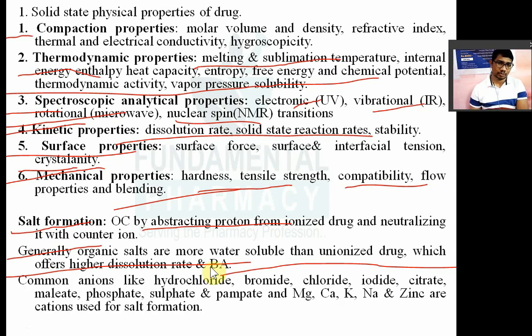So common anions like hydrochloride, bromide, मतलब acid कौन से थे? Common acids like hydrochloric acid or hydrochloride, bromide, chloride, iodide, citrate, maleate, phosphate, sulfate, pamoate, and cations like magnesium, calcium, sodium, zinc are used as cations for the salt formation. Because salt अगर है तो वो soluble रहेगा, free form soluble नहीं हो रहा है. That's why salt formation is important.